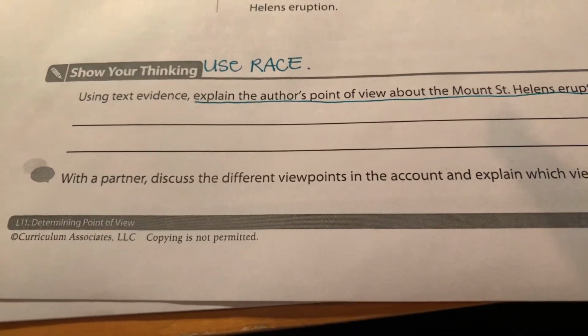So we're looking at our show our thinking. So it says using text evidence, and I'm going to put a box around that. So using text evidence, explain the author's point of view about Mount St. Helens. So remember, when we use RACE, we have to restate our question. We have to answer the question. We have to use our text evidence. And we remember that when we use our text evidence, we need 2 or more pieces of text evidence. That's the expectation for 8th grade, 2 or more. And I know you can do it.